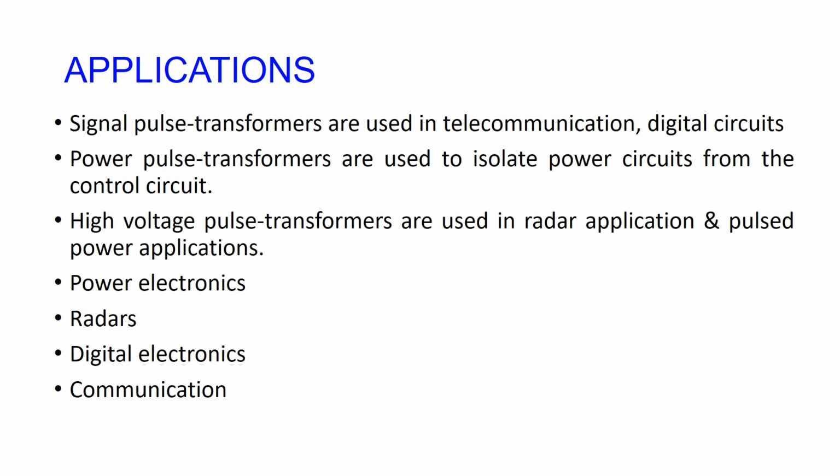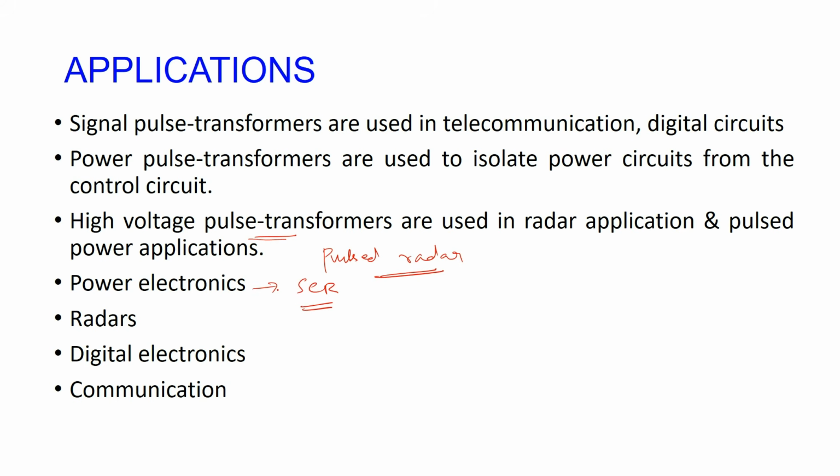The applications of pulse transformers: signal transformers are used in telecommunication and digital circuits. Power pulse transformers are used to isolate high power circuits from control circuits. High voltage pulse transformers are used in radar applications. We have a separate class of radar called pulsed radars, which transmit pulses only. For these kinds of applications, high voltage pulse transformers are used. They are also used to drive power electronic components like the SCR, and in digital electronics and communications. All these are some of the applications of pulse transformers.